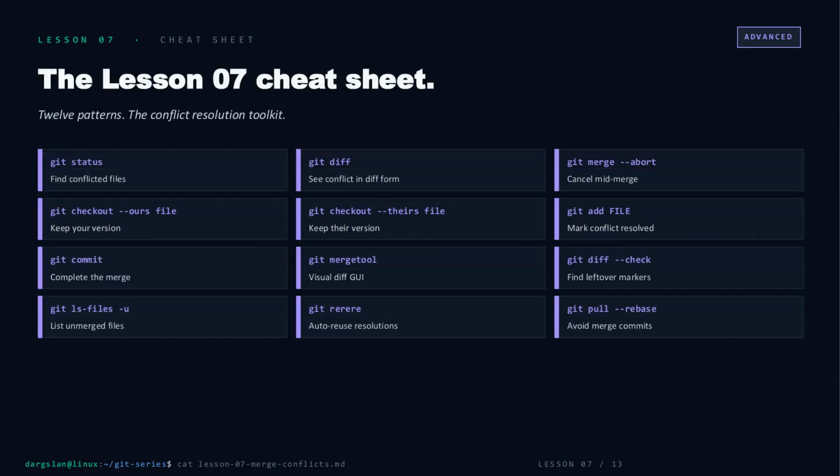Here's the full picture. 12 patterns, 1 cheat sheet. The left column is your everyday flow. Status to find them, checkout --ours or --theirs to pick a side, then add and commit to seal it. The middle column is for seeing what's happening, diff, mergetool, rerere. And the right column is your safety net. Abort when things go sideways, diff --check before you commit, and pull --rebase to keep history clean. Screenshot this one, you'll come back to it.